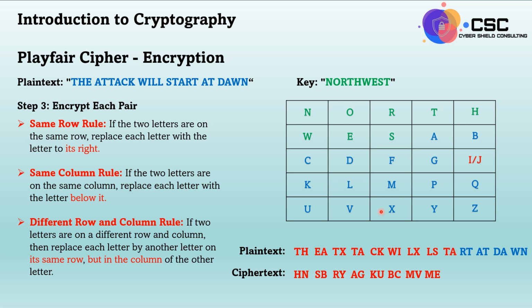Then if you look at TA, the same column rule, and then we look at RT, and so forth until WN, where we get the remaining ciphertext. And here you can see the ciphertext generated using these three rules. WN, if you look, is in the same column, so we got the letter below it.